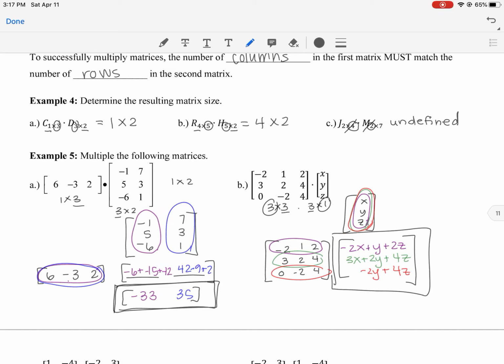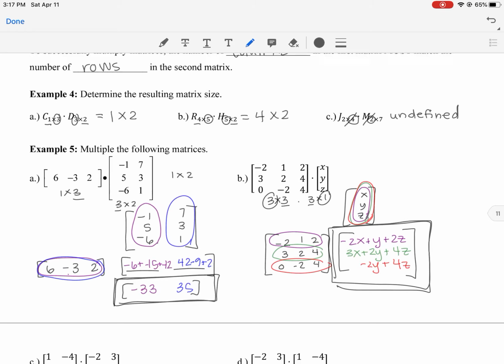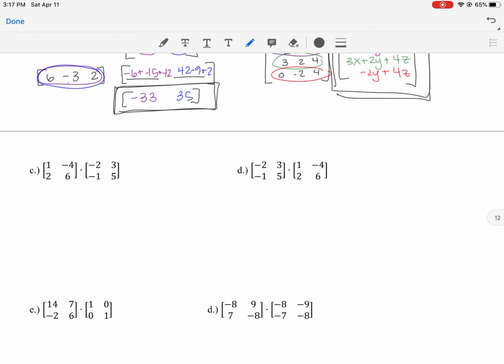As we said to begin with, we can look at it as a 3 by 1. Notice, it's got 3 rows and 1 column. So this is our answer. Okay. We got a few more to go over here. So I do think this order helps us.